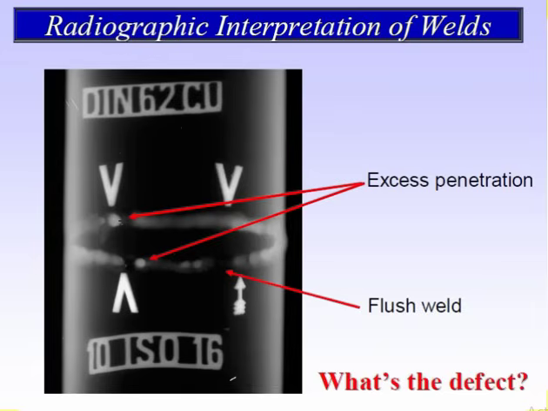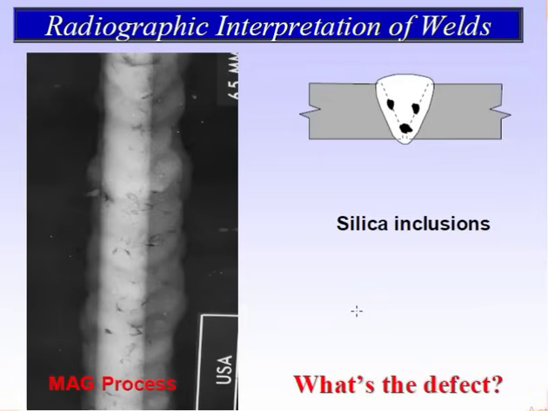You can see the excessive penetration. Same here, excessive penetration in the joint, how it looks like, the white one. The white one, excessive penetration has been done. Flash weld, the weld has been flashed. It's too much flashed, and it looks like the black one. So, flash weld.